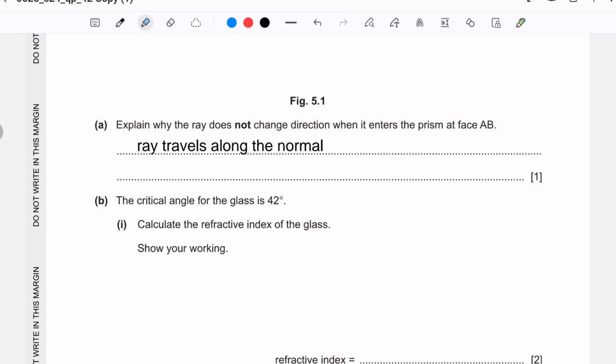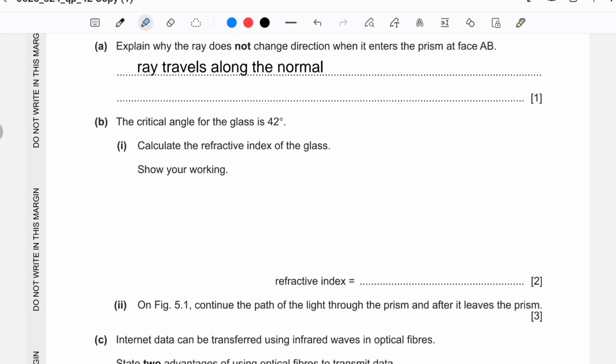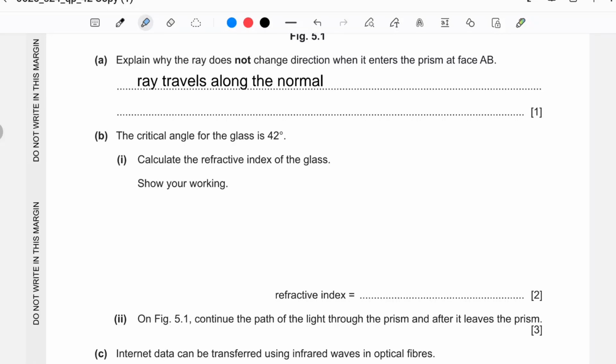Part B. The critical angle for the glass is 42 degrees. Calculate the refractive index of the glass. So we have the critical angle, so we can use the equation n is equal to 1 by sine c, where c is the critical angle, so refractive index will be 1 by sine 42, and refractive index will be 1.5.